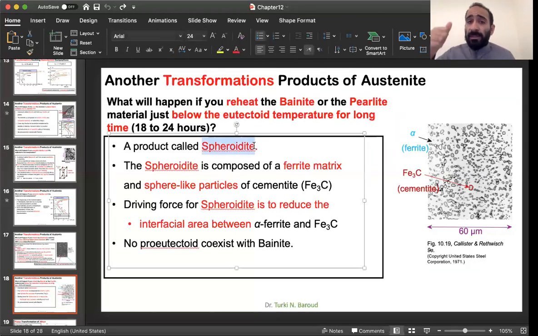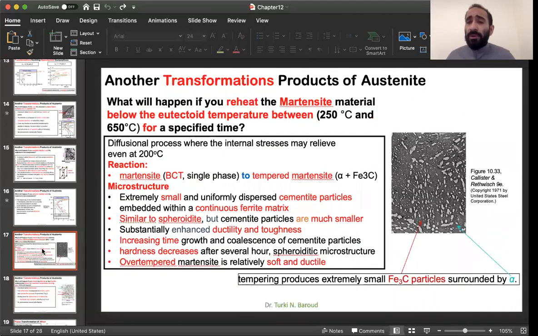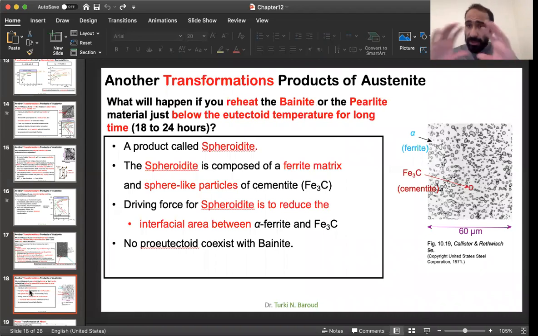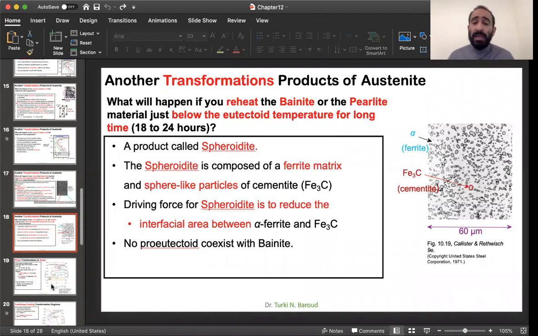Spheroidite. Now we learned about pearlite, coarse pearlite, fine pearlite. We learned about bainite. We learned about martensite and tempered martensite. And now the final product is called spheroidite, because it's sphere-like. But what is the difference between this one and tempered martensite? All of them look like spheres. Yes, they look like spheres. But in tempered martensite, the cementite particles have a sphere-like shape, but they are much smaller compared with the spheroidite. So the spheroidite here has larger particles. Larger sphere particles. Okay.